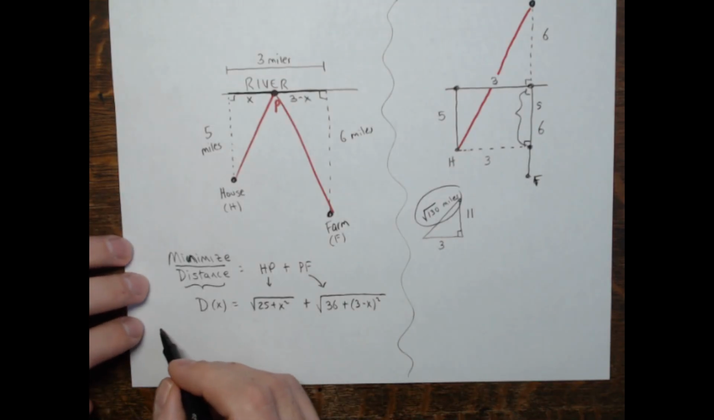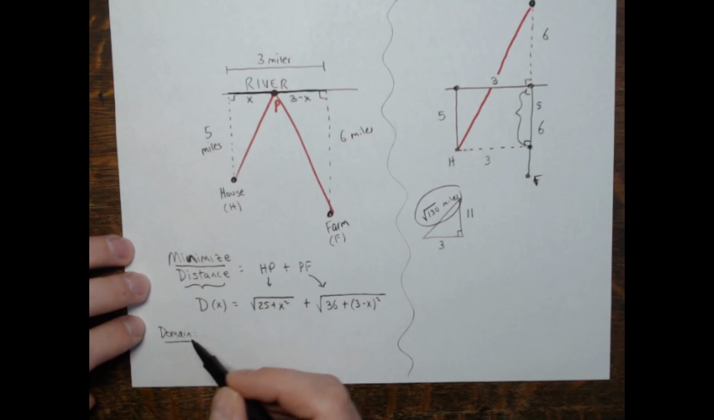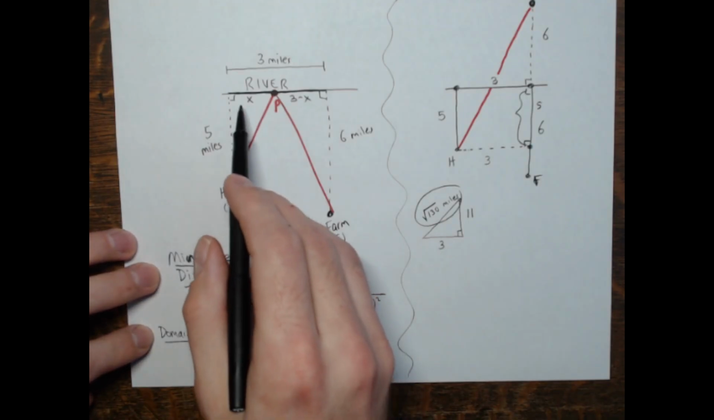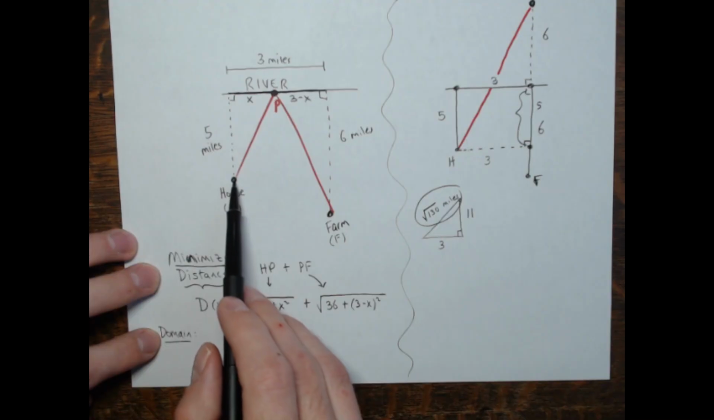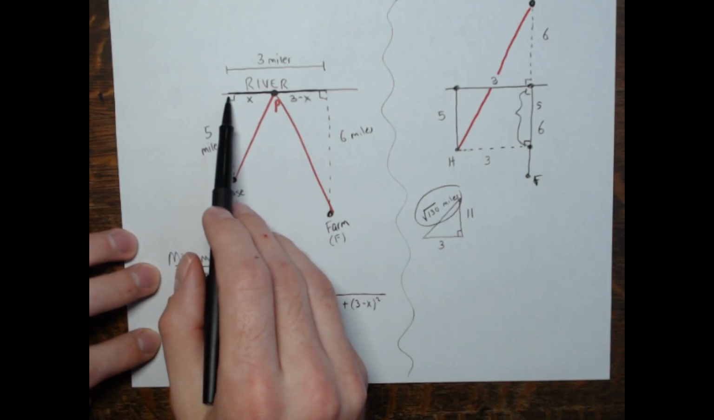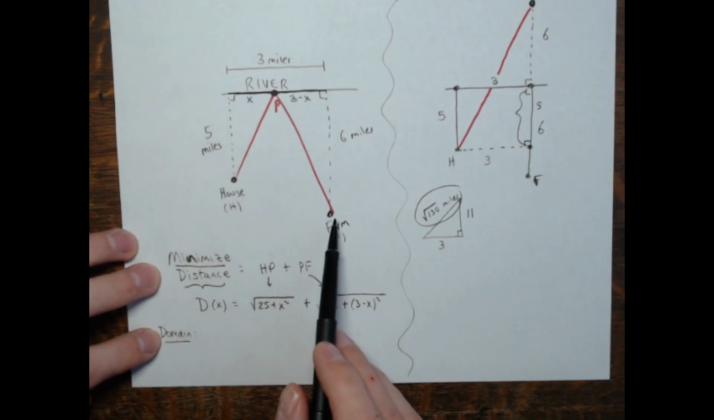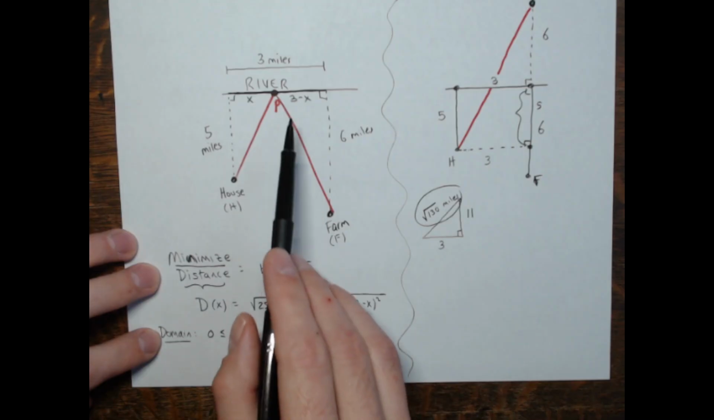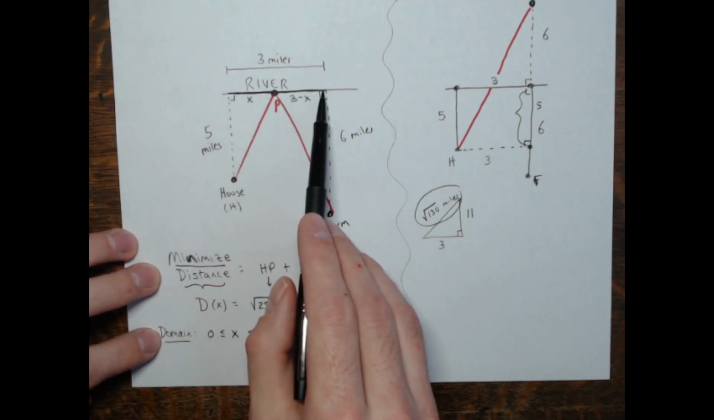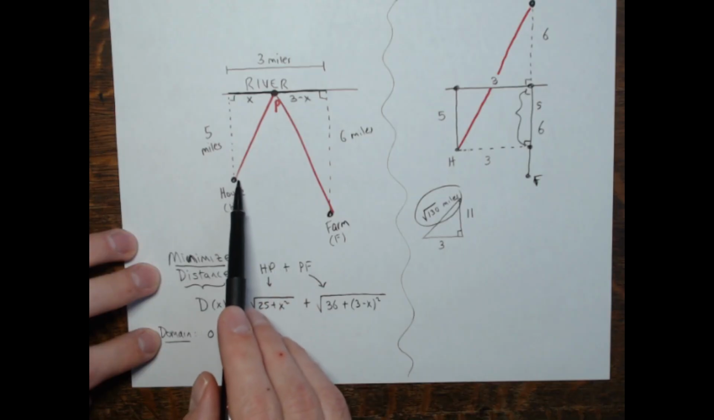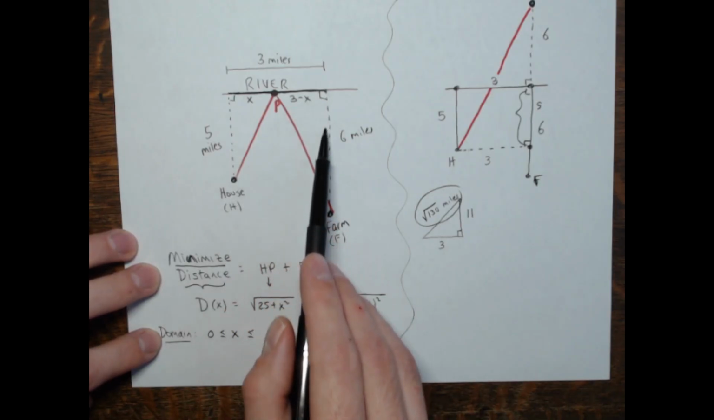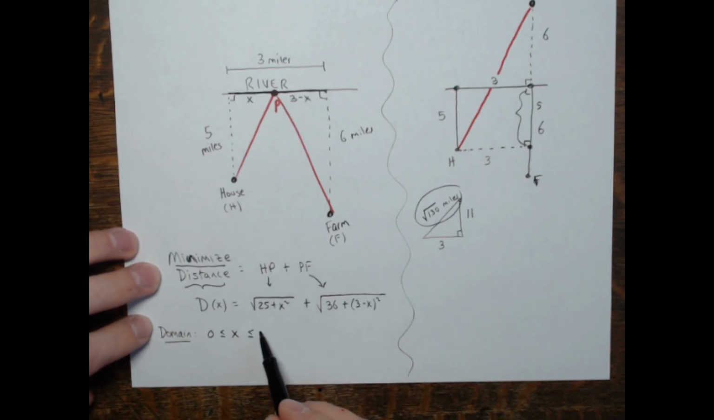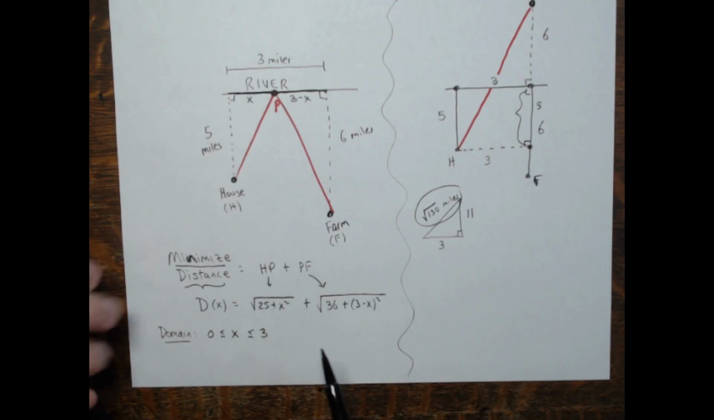Now the restriction here, right, my domain for this problem is, I could have x be 0, the farmer could walk straight to the river, due north, and then to the farm. So x could be 0, or x could be 3, right, where the farmer walks straight to this point here and then due south to the farm. So the restriction on x here is from 0 to 3.